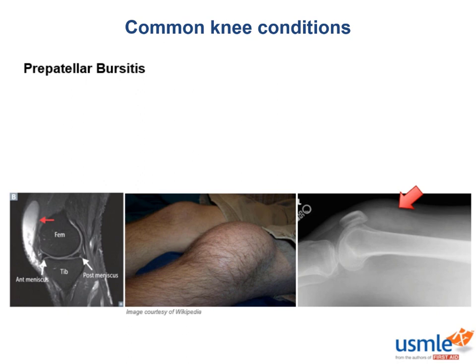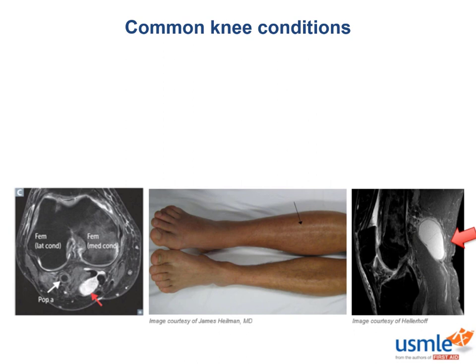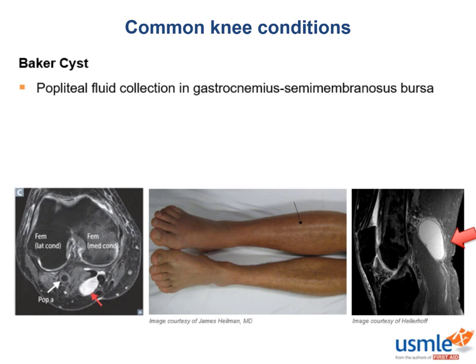Now, prepatellar bursitis is also known as housemaid's knee because it's usually caused by extensive kneeling, and the bursa over the patella gets inflamed and painful. This is a superficial anterior problem, as you can see in the images below. Now, a Baker cyst, on the other hand, that's a posterior problem. It's a popliteal fluid collection. Now, cyst is actually a misnomer because it's usually in open communication with the synovial space.